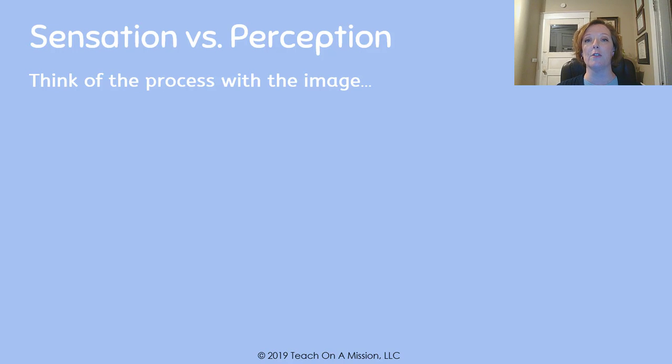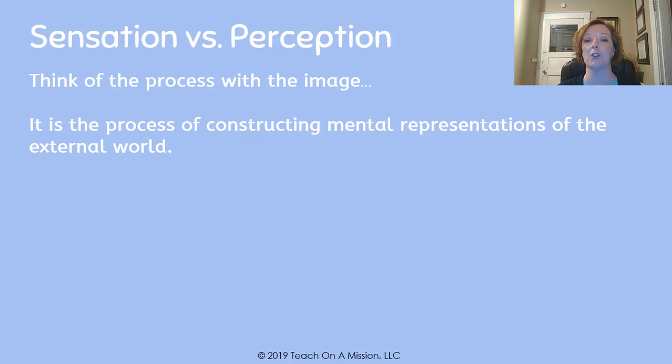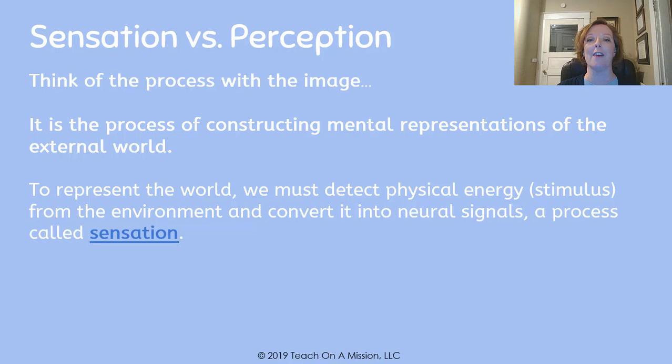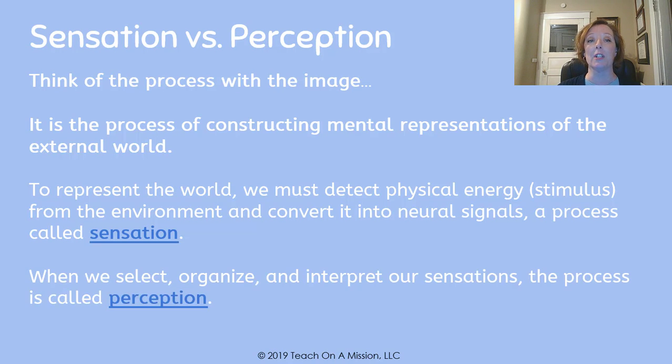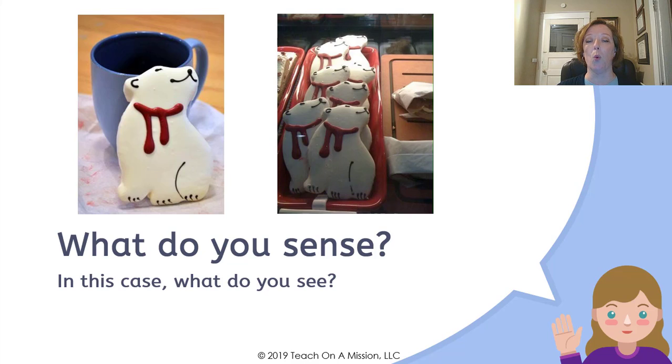When we're talking about sensation versus perception, it's the process of constructing mental representations of the external world. But to be able to represent the world, we have to be able to detect physical energy, a stimulus, information coming from the outside, and converting it into neural signals that our brain can use to be able to figure it out. This is a process called sensation. When we select, organize, and interpret our sensations, when we try to figure out what those sensations mean, it's called perception. So I want you to just jot this down in your notes. What do you sense? In this case, what do you see? We're going to come back to this in just a few moments.